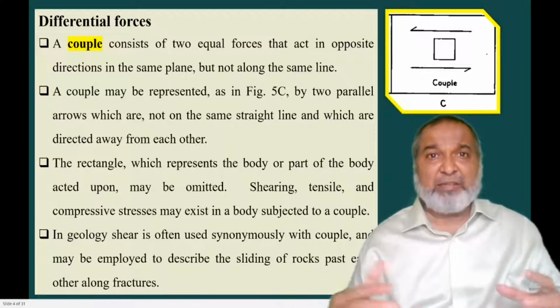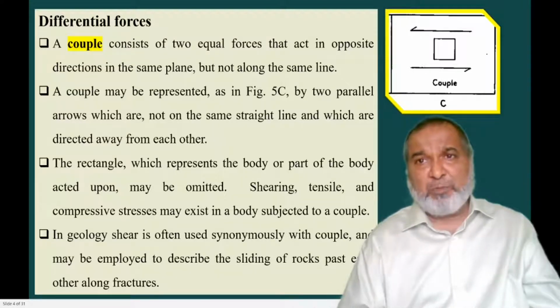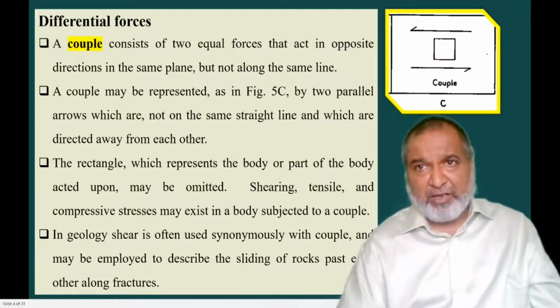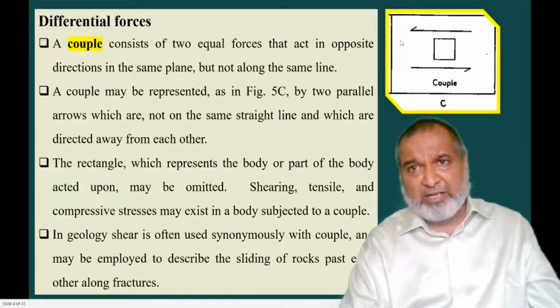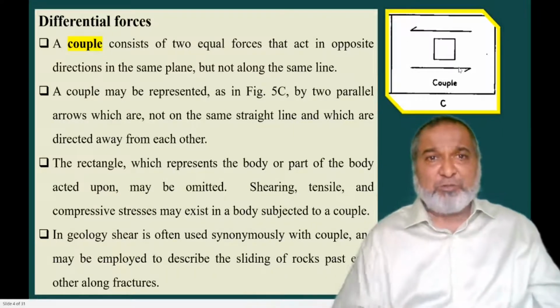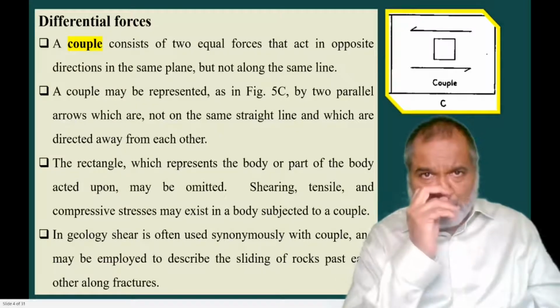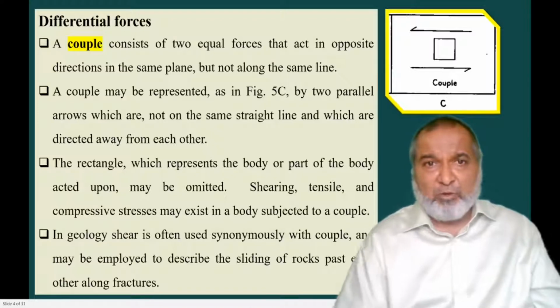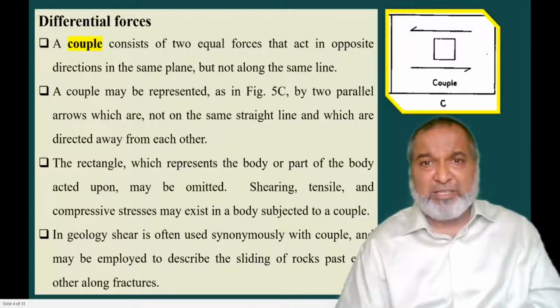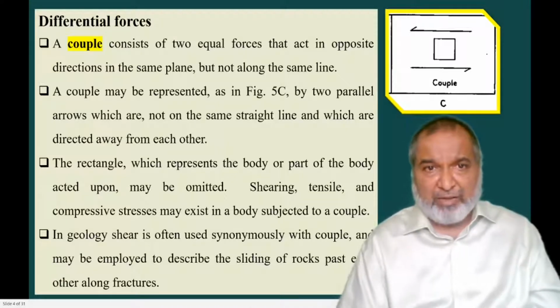Now here we have the couple. There will be a force in the opposite direction. You can see on the top, this is a cube, and on the upper side of the cube the force is in this direction. The next force is in the opposite direction. So the two forces will act on that particular object, and due to that the changes which take place are what we call a couple.